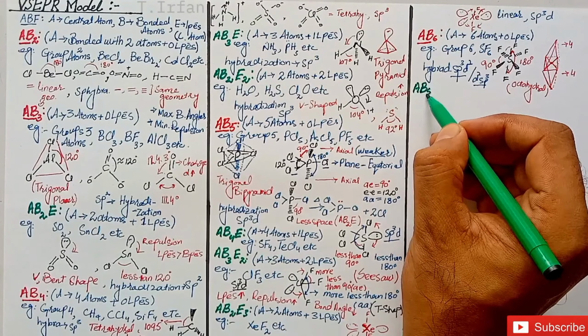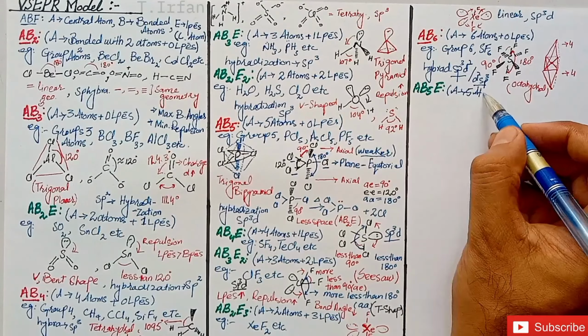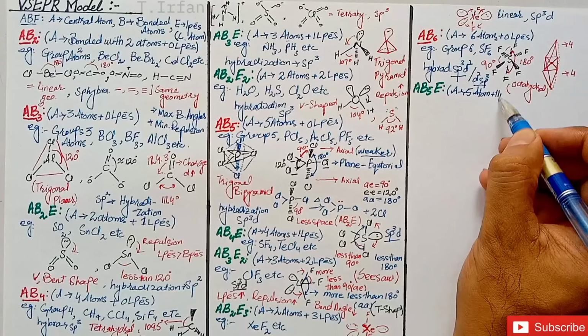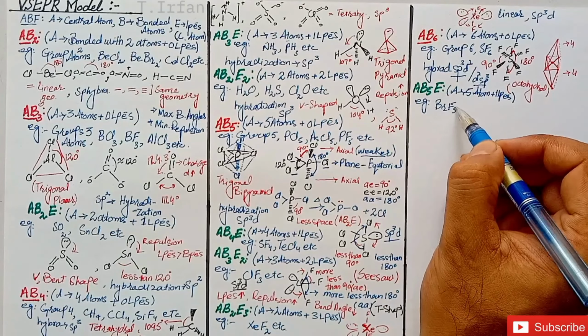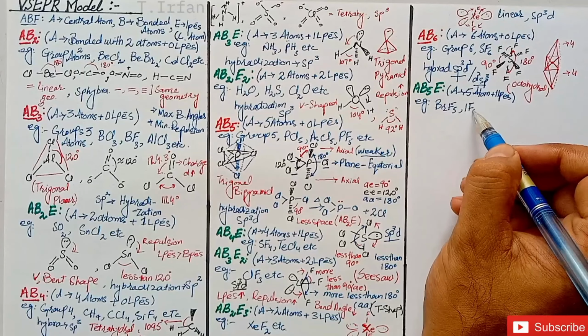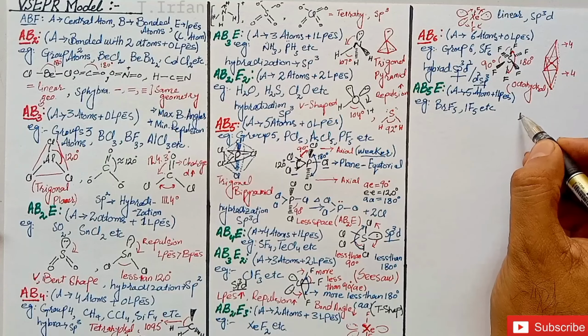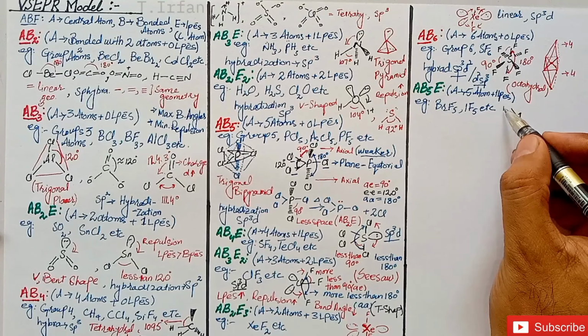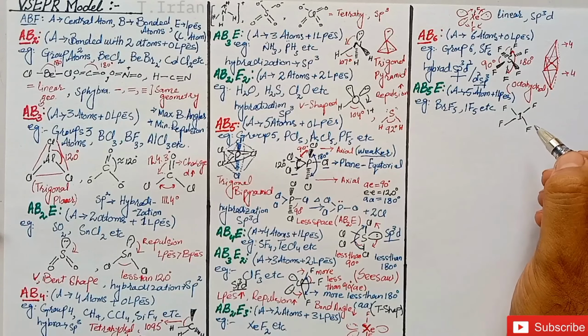AB5E system. This is the subsystem of AB6 system. Here is the central atom which is bonded with 5 other atoms and having one lone pair electron. For example, BrF5, IF5 molecules belong to this system. This is IF5 molecule. Here the central atom iodine is bonded with 5 other atoms and having one lone pair electron.